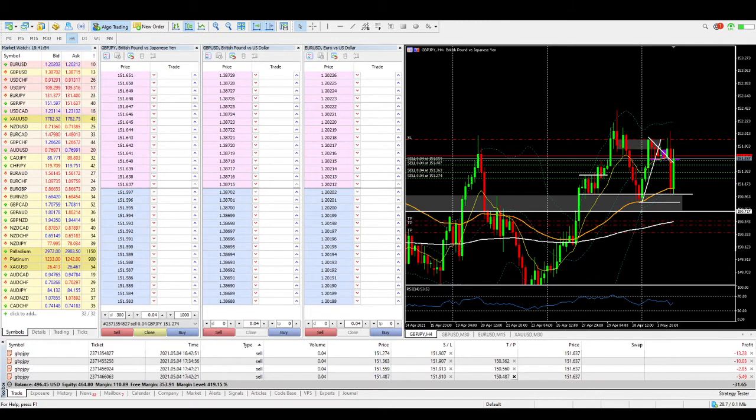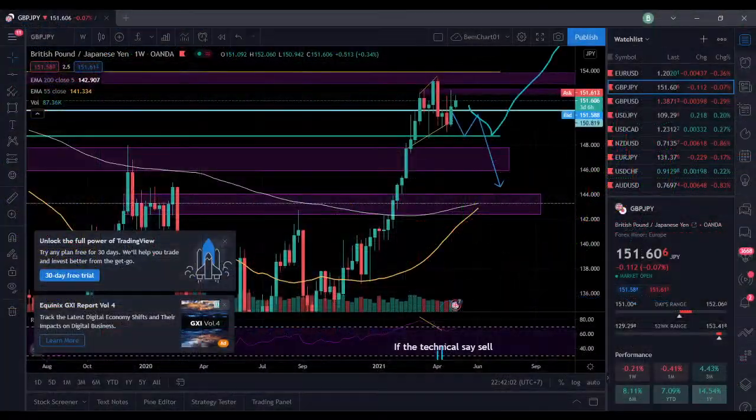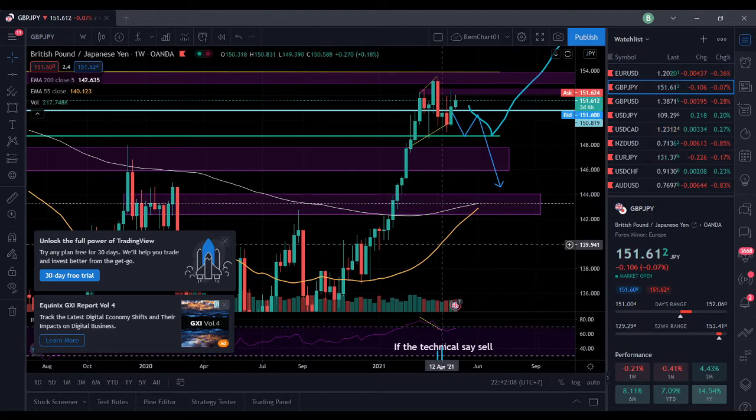So that is my analysis at the moment. Let's see, TradingView. Yeah, this is the weekly chart. So it went up, there's a small resistance right over here.